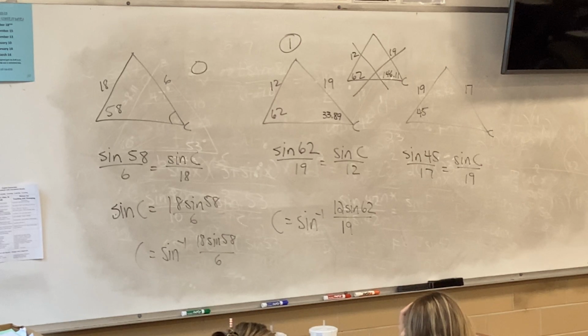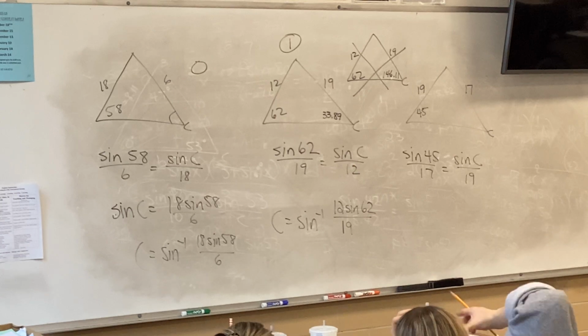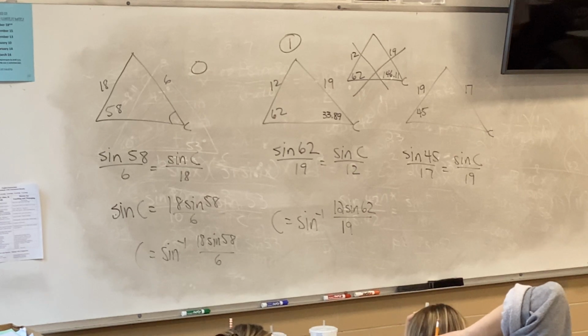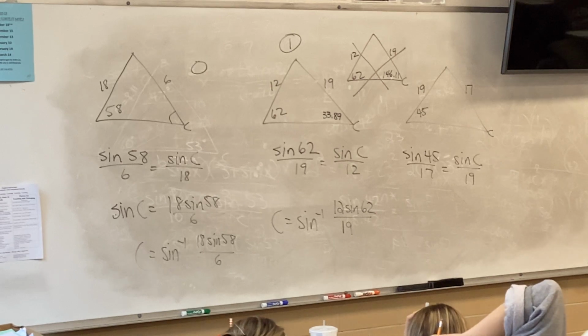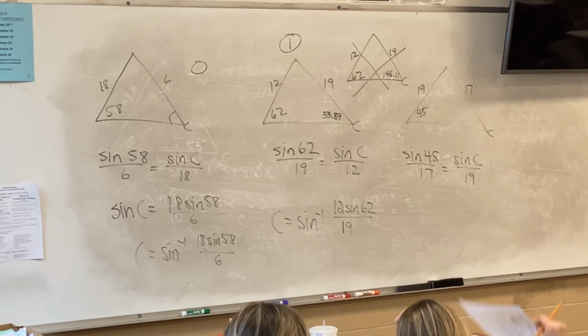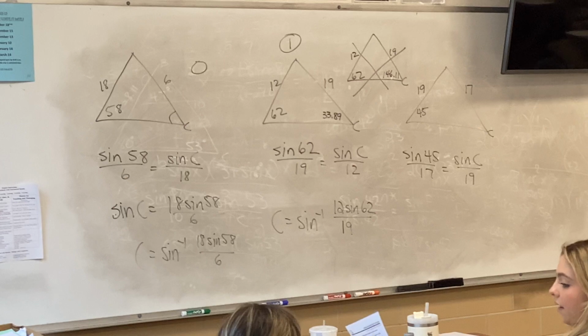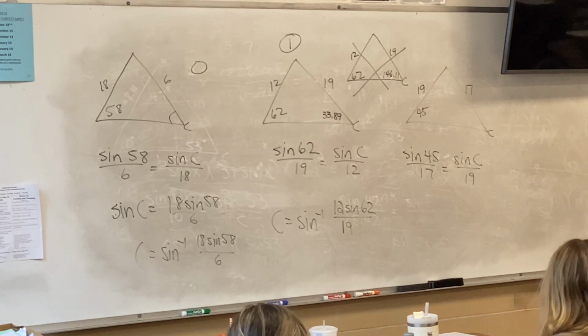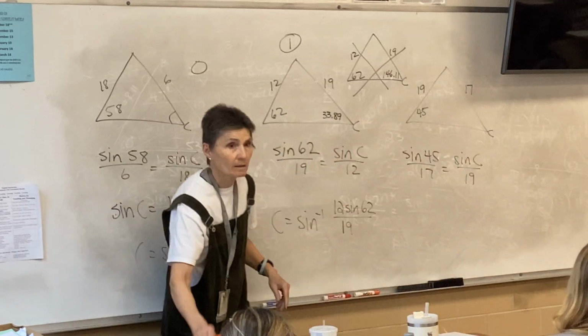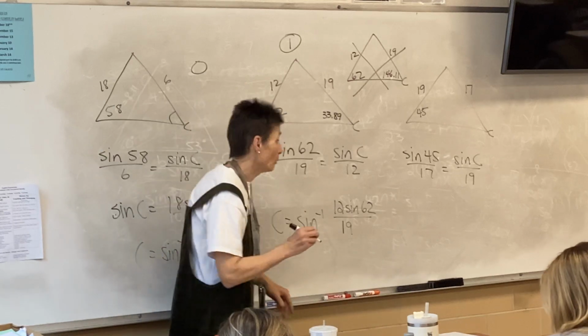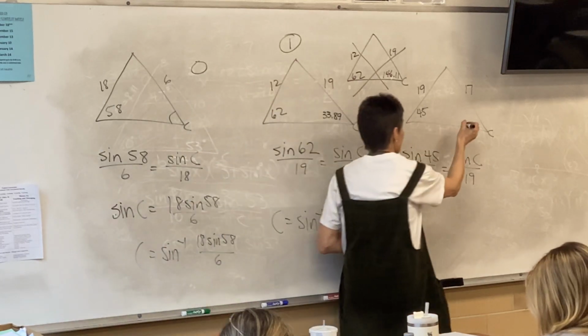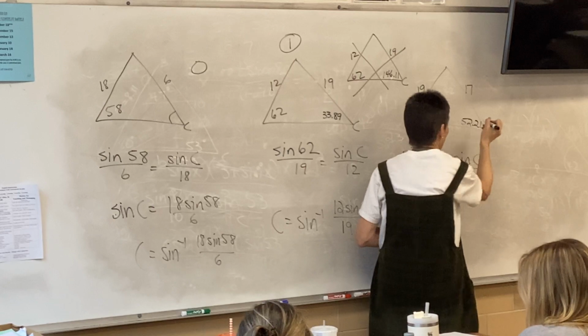All right, so tell me what you got. 52.21. Kennedy's up here nodding. 52.21. Okay, so what did you say it was? 52.21. So angle C works out to be 52.21.